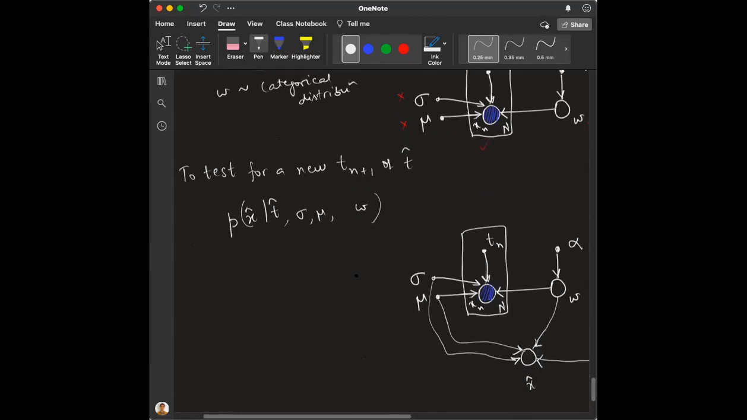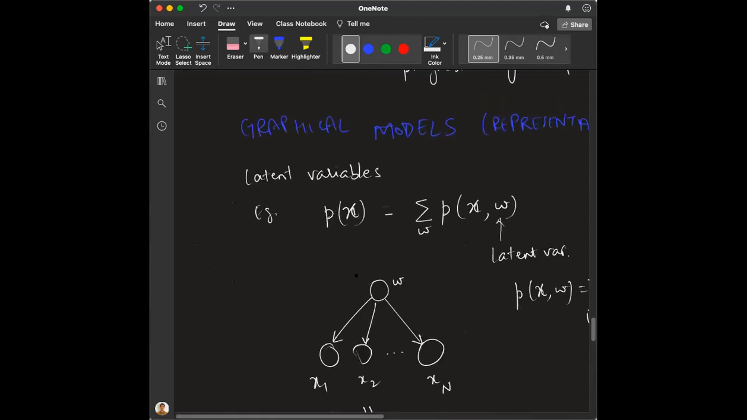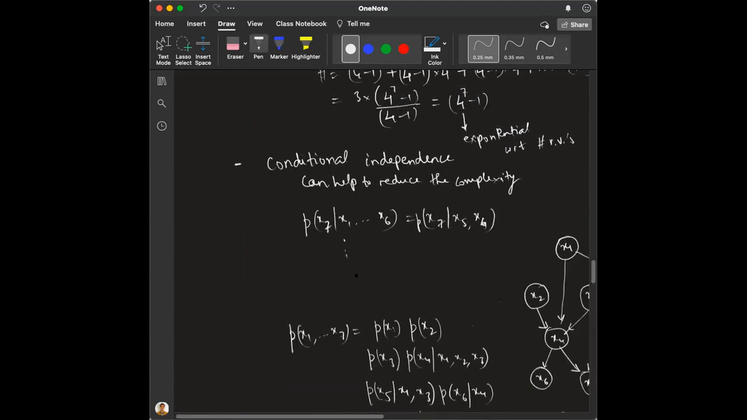So this was all about graphical models, and now we can move on to our next topic for today. I'll just stop the recording.